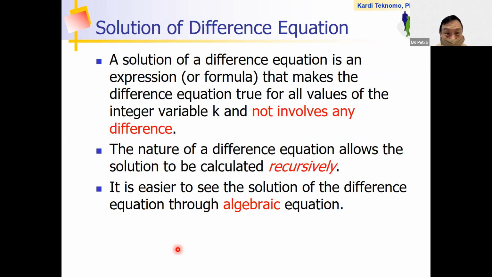Solution of a difference equation is an expression or formula that makes the difference equation true for all values of integer k. It does not involve any difference. So in principle, what you have as a difference equation is actually recursive. The solution means you don't have any recursion anymore. So you are practically creating a formula without recursion. This is through algebra.